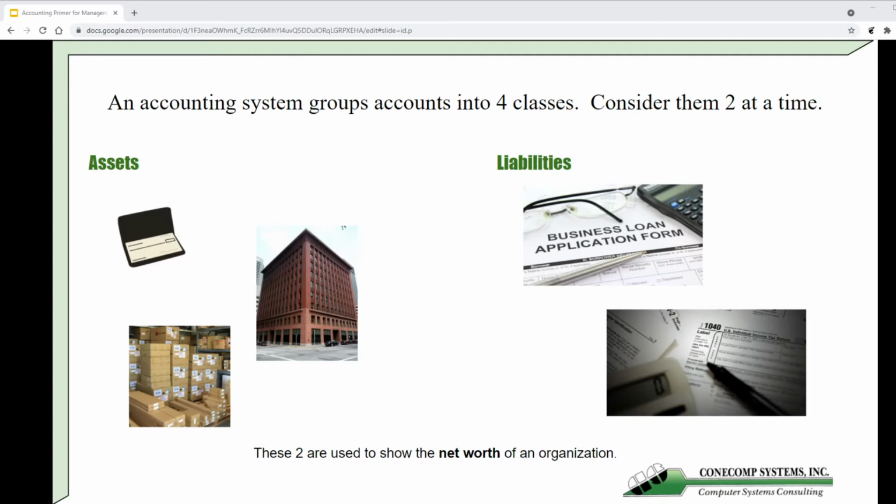And it's similarly for the second class of accounts, liabilities. Most of us may have an automobile loan. We may owe taxes. These are liabilities, and they're liabilities in a business. So you'll find an accounting system has asset accounts and liability accounts. Now, what's interesting about these 2 classes, these 2 sets of accounts, is they're generally used to show the net worth of an organization. Very simply put, if you take an organization's assets value and subtract from that the value of its liabilities, you have its net worth. And that's the way a business works.